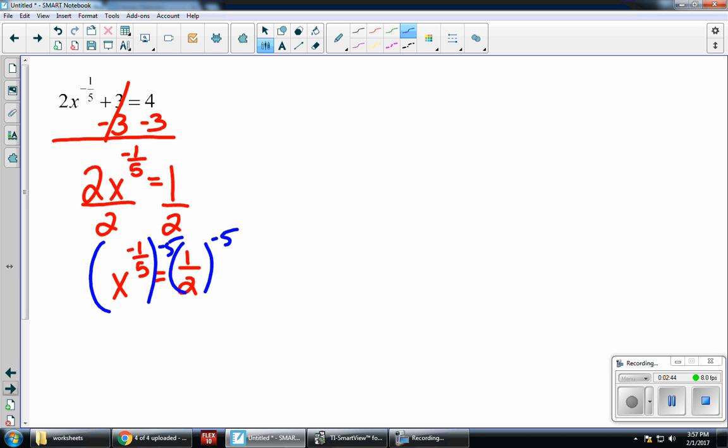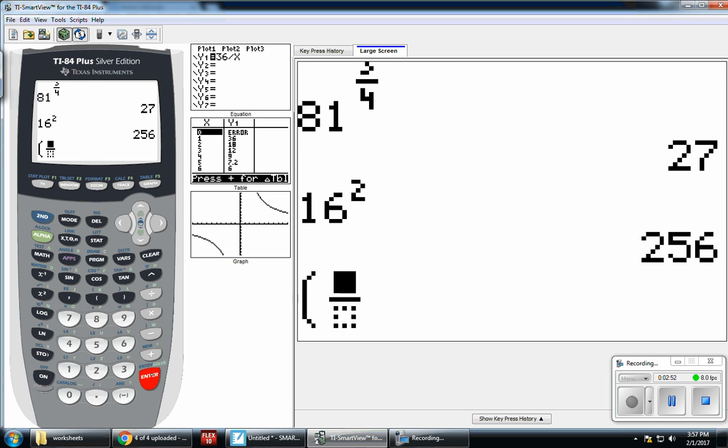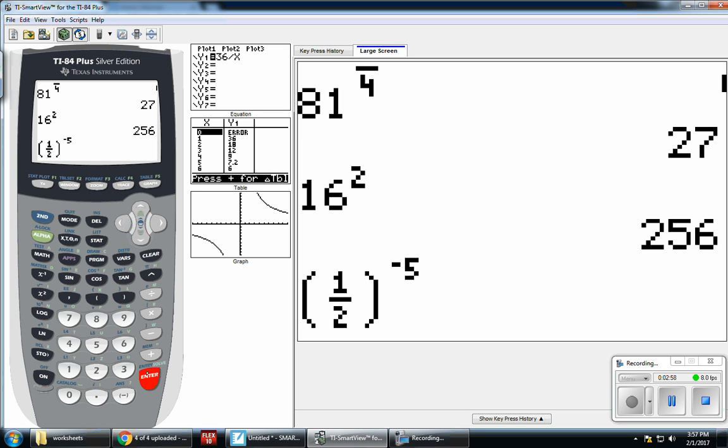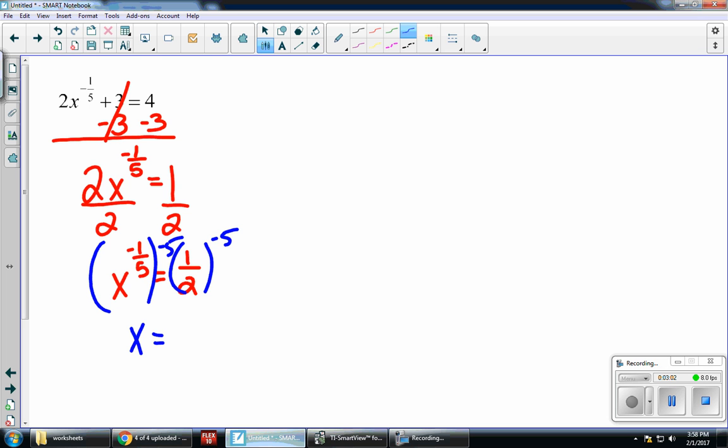So on the left side, I get x to the first, or just x. And then on the right side, I'm going to go to my calculator. I'm going to put in 1/2 to the -5th power, and I get 32. So x is equal to 32. Let's take a look at one more example.